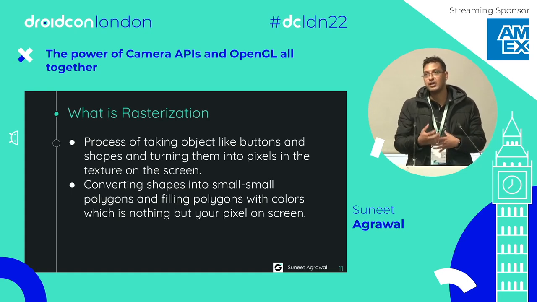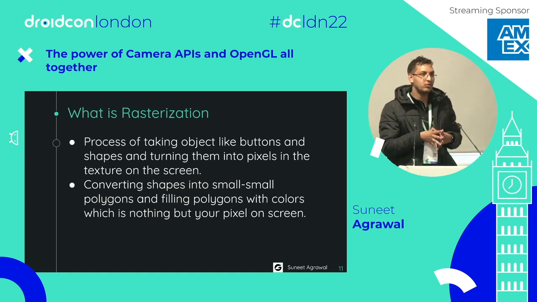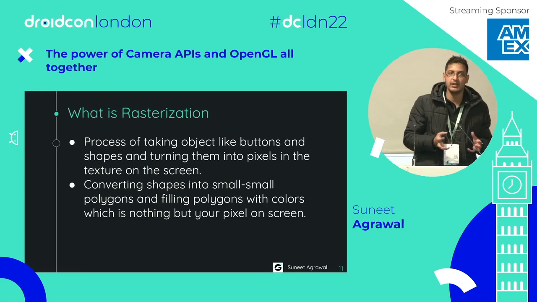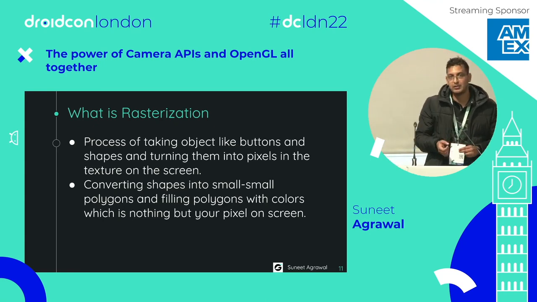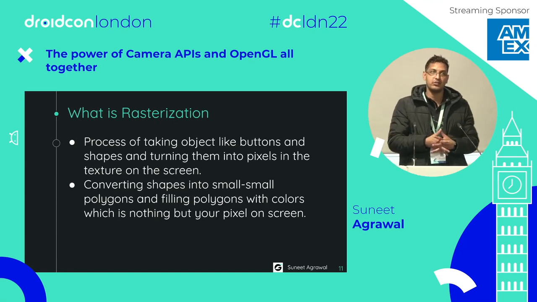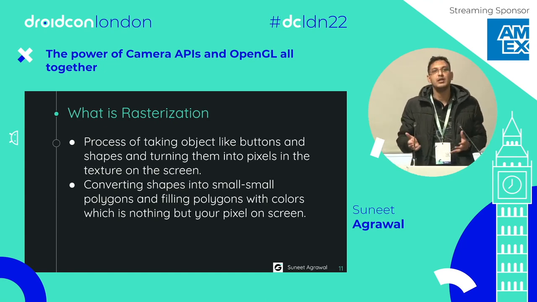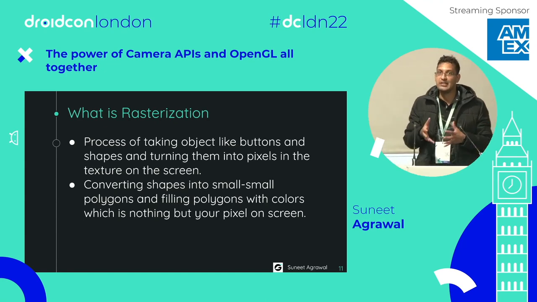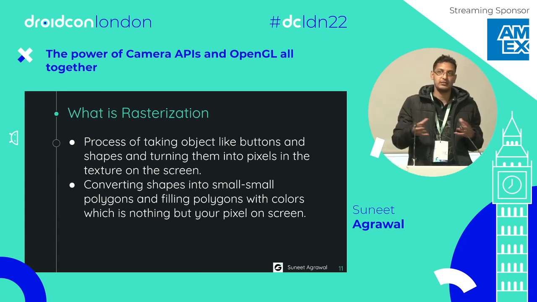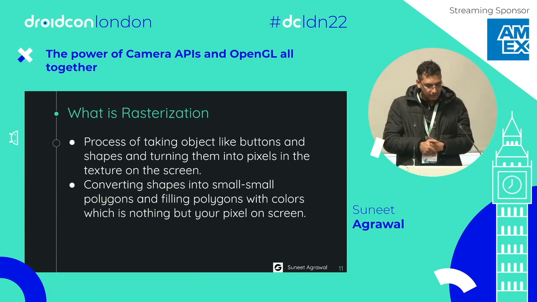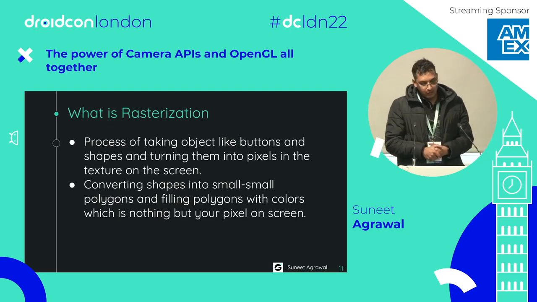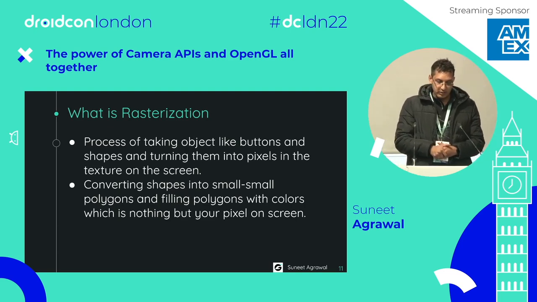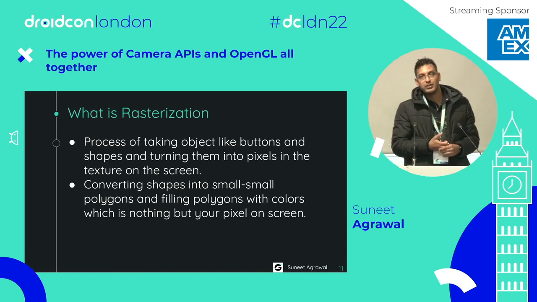Like I mentioned, anything that you see is drawn using very small pixels. That's the reason you ask how many megapixels your camera has, or how many pixels there are in your screen. The more pixels, the better the quality of your screen will be. So yes, converting shapes into small polygons and filling polygons with colors, which is nothing but the pixels on the screen. Very simple, straightforward.